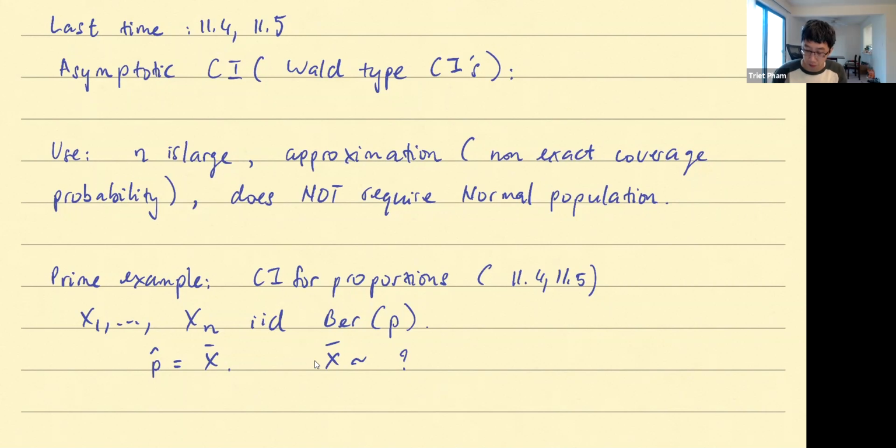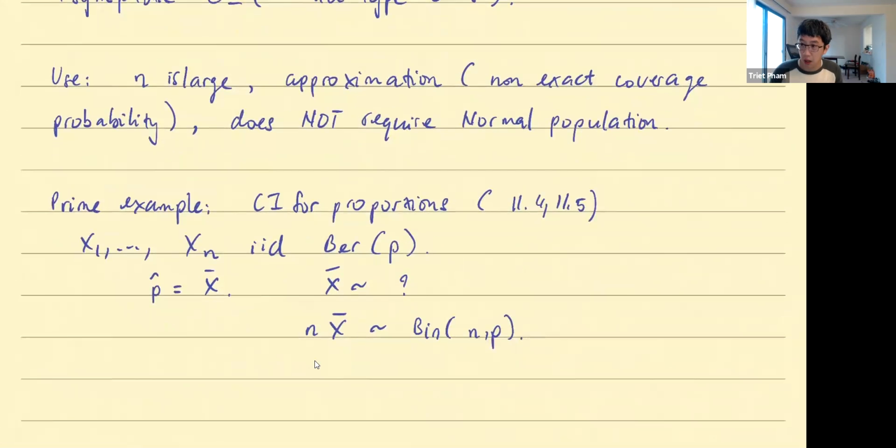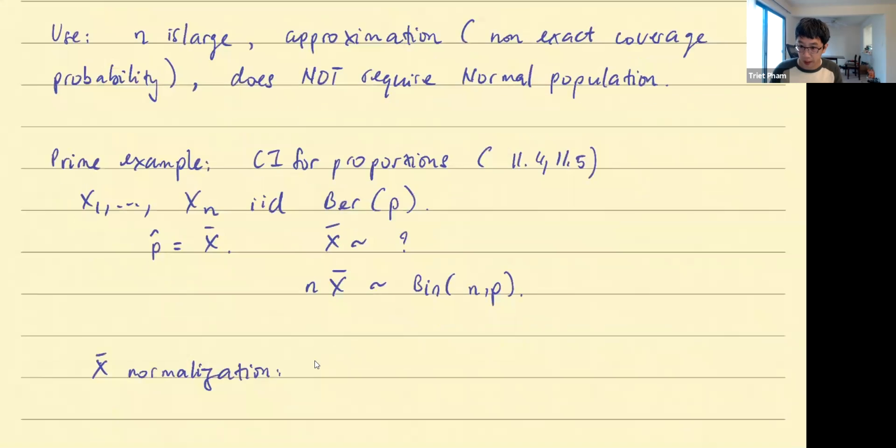Well, the answer is right that X bar by itself does not have a name. But if you look at n X bar, which is the sum, the sum of independent Bernoullis with the same rate is a binomial, so n X bar here is just a binomial(n, p). Okay. So if you want to normalize X bar, how would you do it? Well, by normalization, what we mean is we want to shift and rescale so that the mean and variance are independent of p, and the usual choice is 0 for the mean and 1 for the variance. So what's the normalization factor here?